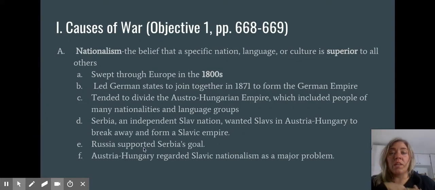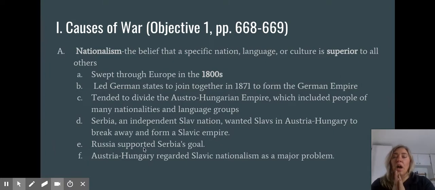All right. So, first of all, nationalism. It begins to sweep through Europe in the 1800s. It goes along with imperialism. As countries wanted to take over other countries, they had this attitude like, well, we should because we're better. It leads German states to join together in 1871 to form something known as the German Empire.